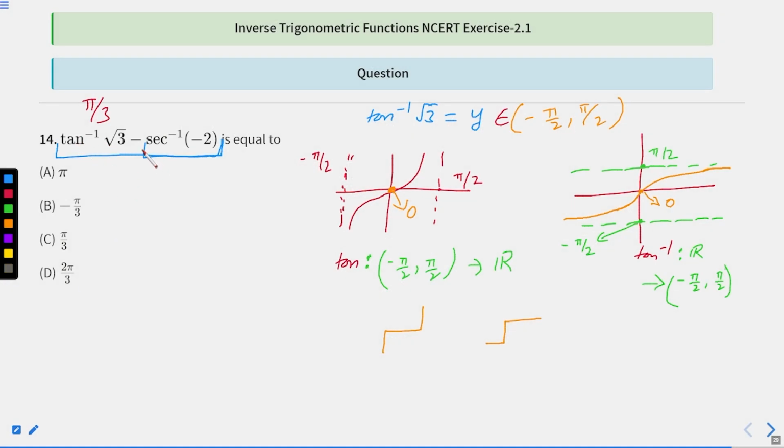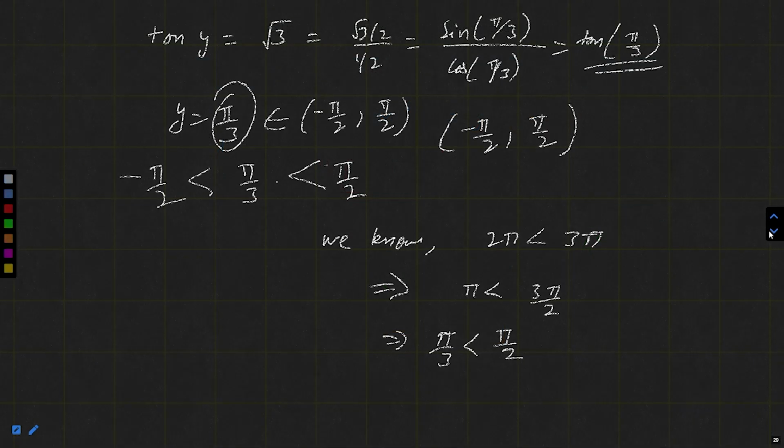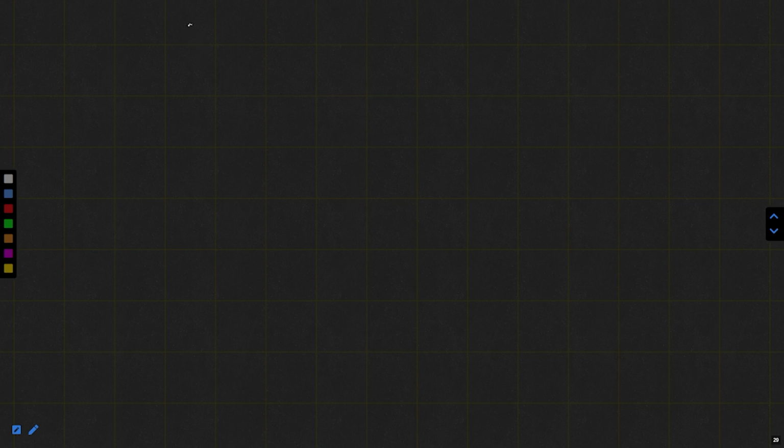Now, let's evaluate the principal value for sec inverse minus 2. Put sec inverse minus 2 equal to y. As we know, this y must belong to the principal value branch of sec inverse. So, what is our principal value branch for sec inverse?